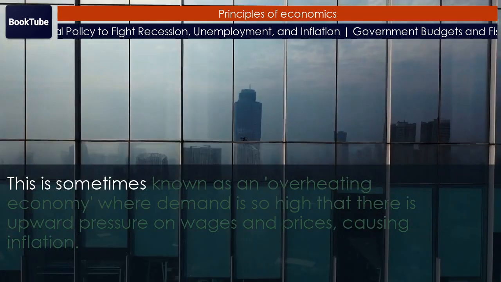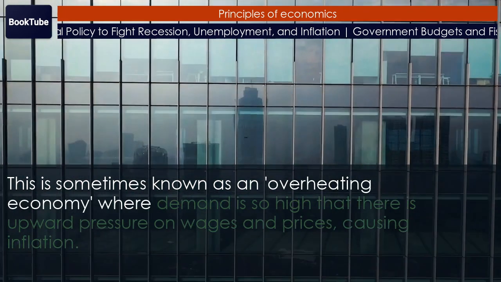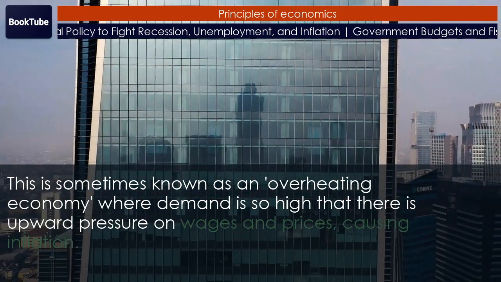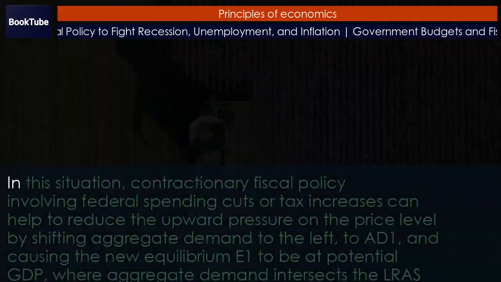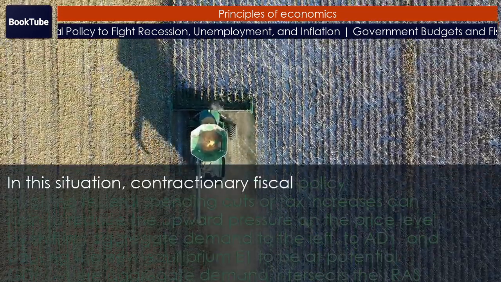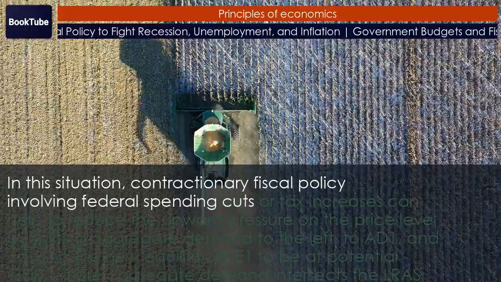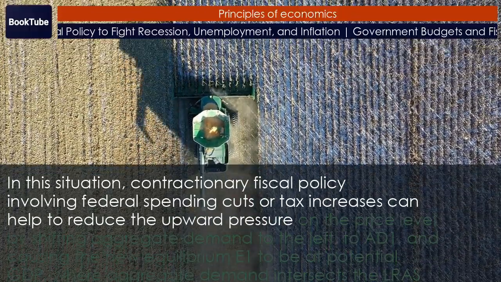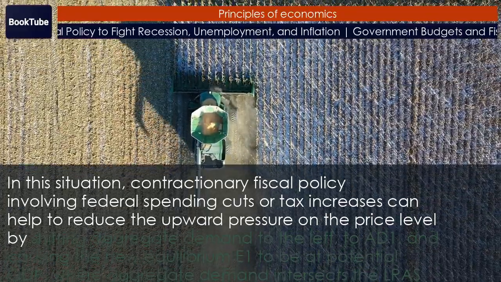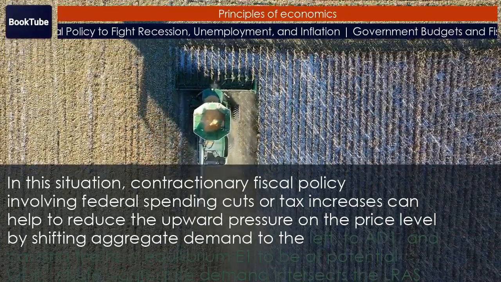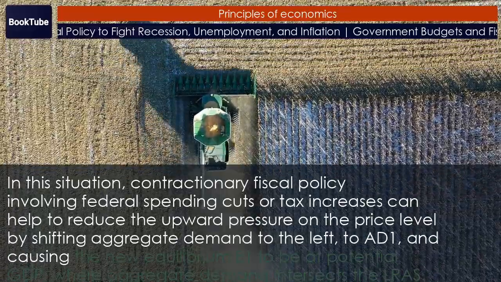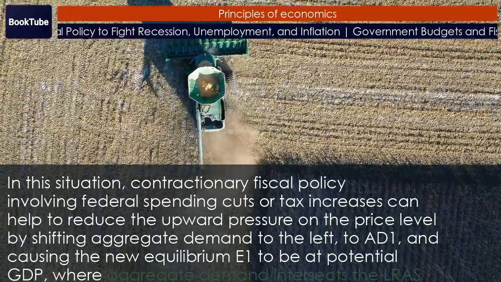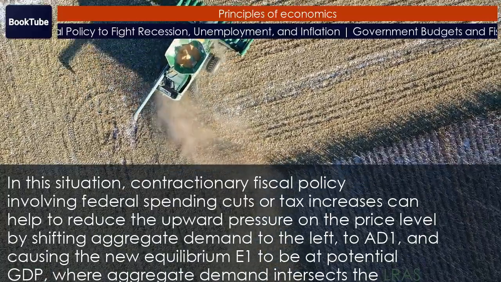This is sometimes known as an overheating economy, where demand is so high that there is upward pressure on wages and prices, causing inflation. In this situation, contractionary fiscal policy involving federal spending cuts or tax increases can help to reduce the upward pressure on the price level by shifting aggregate demand to the left, to AD1, and causing the new equilibrium E1 to be at potential GDP, where aggregate demand intersects the LRAS curve.